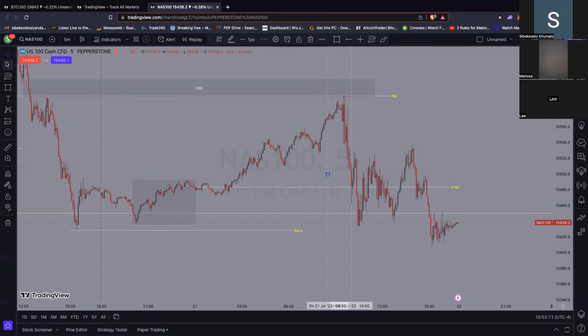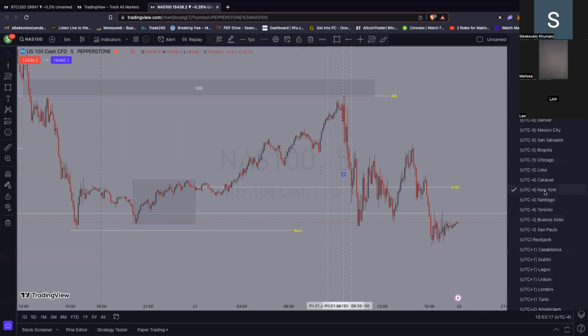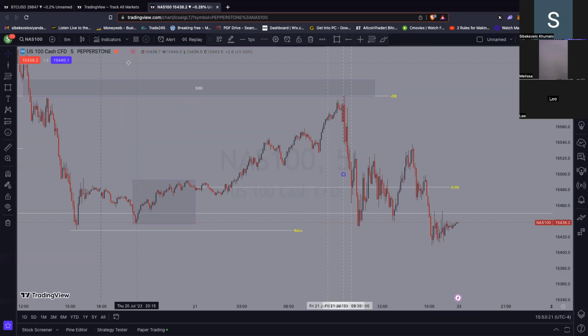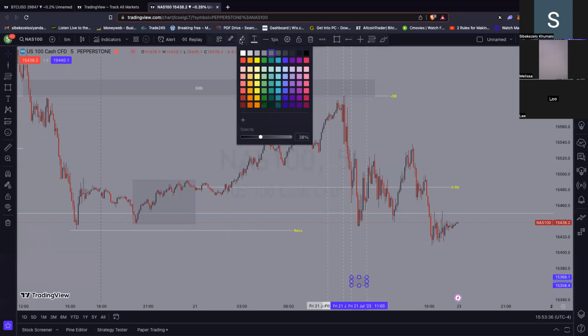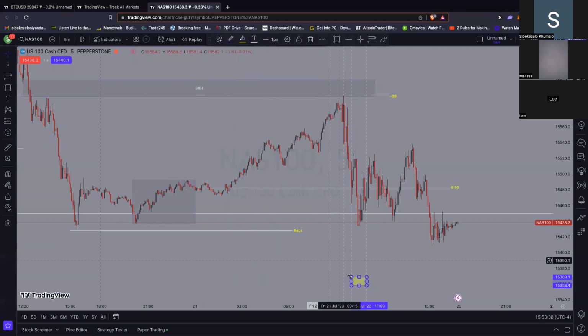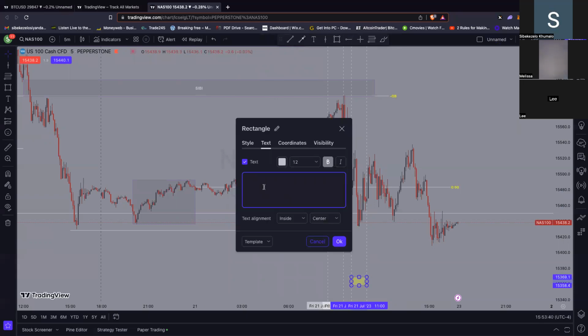Okay, so I'll just put my vertical lines like this: 8:30, 9:30, New York time. I'm using New York time, not South African time. That's very important, guys. And then this is 10 and then 11. I deem this as silver bullet time window. So I'm just going to say here, silver bullet hour. Silver bullet hour.